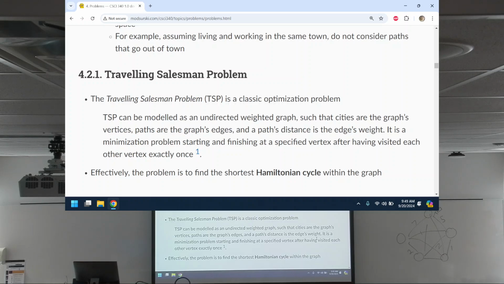That's the problem. So I'll just read it again. TSP can be modeled as an undirected weighted graph. Undirected, that just means there's no arrow. Sometimes you have a graph where you have like an arrow, which means you can only go that way. So often we don't consider the directed graphs. We have an undirected weighted graph, such that cities are the graph's vertices, paths are the graph's edges, and path distance is the edge's weight. It is a minimization problem starting and finishing at a specific vertex after having visited each other vertex exactly once. Is this clear? This is the traveling salesman problem.